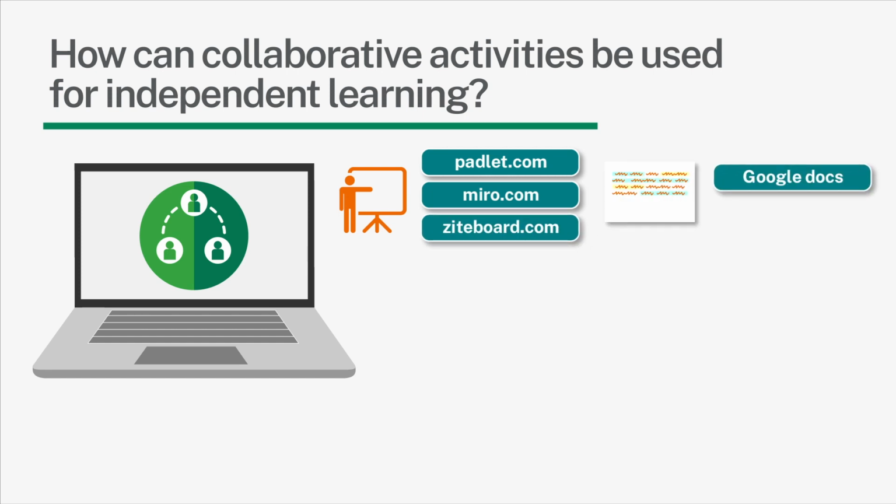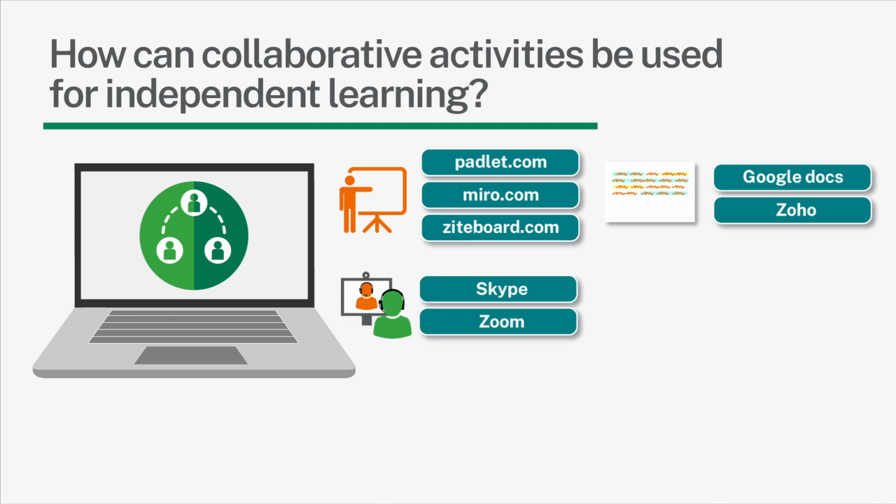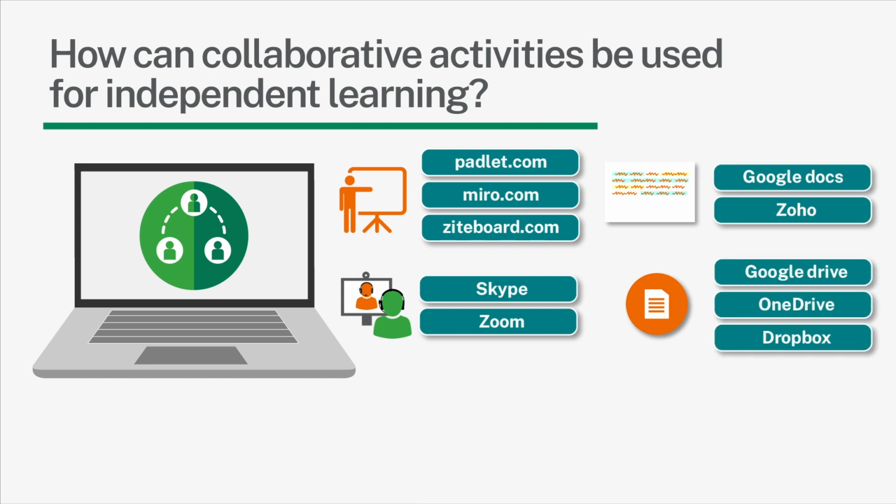Google Docs allow for collaborative writing online, with the ability to highlight portions of text and comment on it in real time. Zoho is an alternative to Google Docs. For real-time video communication, Skype and Zoom can be used. There are, of course, many file-sharing platforms out there, Google Drive, OneDrive, and Dropbox being the most popular, allowing learners to have access to the same files to work on them. Evernote is a popular note-taking platform where users can share notes, files, and websites, and includes an option to share voice notes.